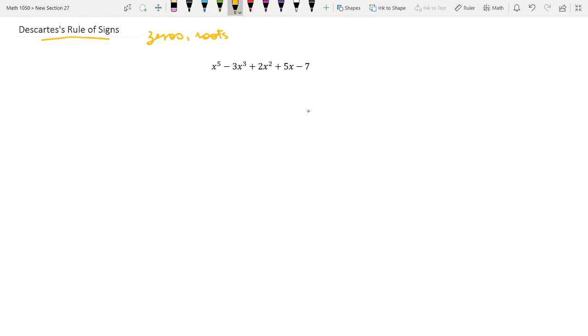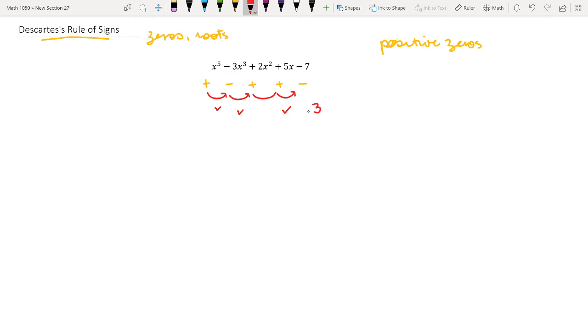So if I look at the set here, if I want to find the positive possible roots, or zeros, depending on again how we want to refer to that, I'm going to look at my signs. And so I've got a positive x to the fifth, a negative, positive, positive, negative. And then I'm going to talk about the changes between those signs. So it changed once here, and it changed another time here. It stayed positive, but then it changed here.